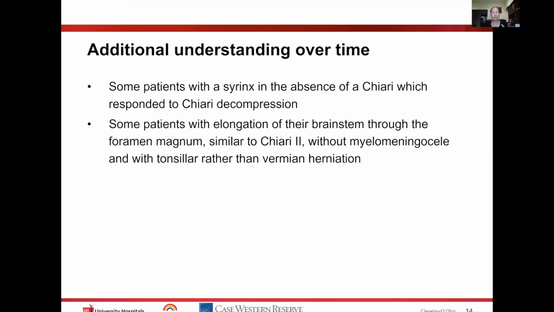And then we noticed that there was this other little subset of patients that had some of those same features of the Chiari 2, where their brainstem was elongated and displaced into the foramen magnum. The obex of the fourth ventricle was down, but it was still the cerebellar tonsils, and they didn't have a myelomeningocele. And so there was this middle group somewhere between Chiari 1 and Chiari 2.